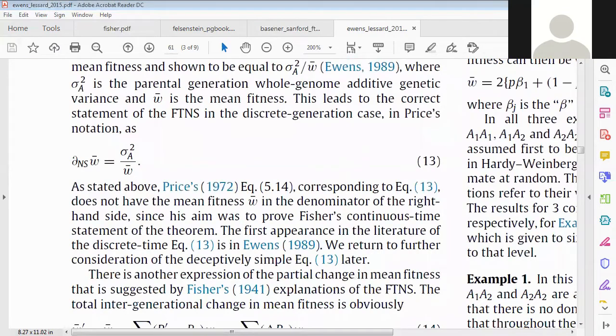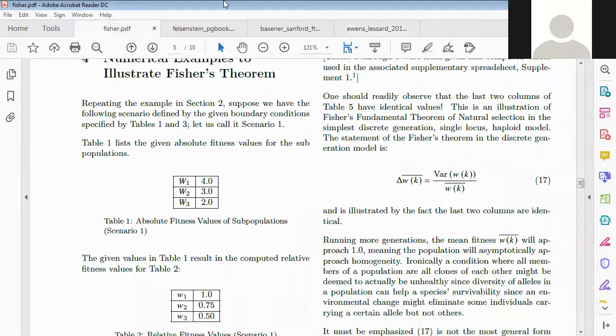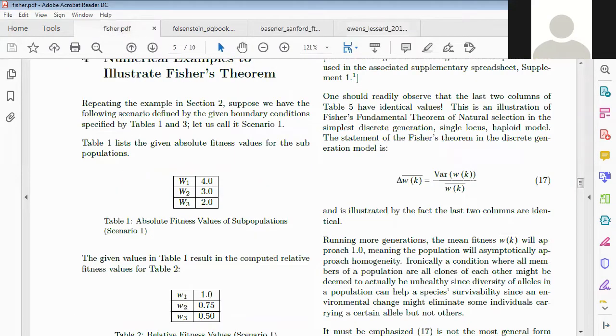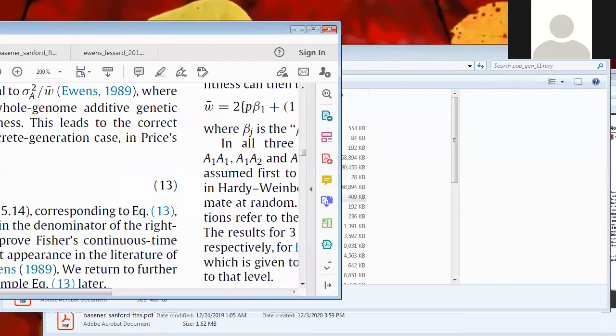This is where it gets a little bit hairy, as you can see in my notes, the difference in my notation here versus this. Ewens and Lessard are the most respected people, so I'm not going to try to say that my notation is better. I used a different notation for the sake of readers not familiar with population genetics. So let me put them side by side here.